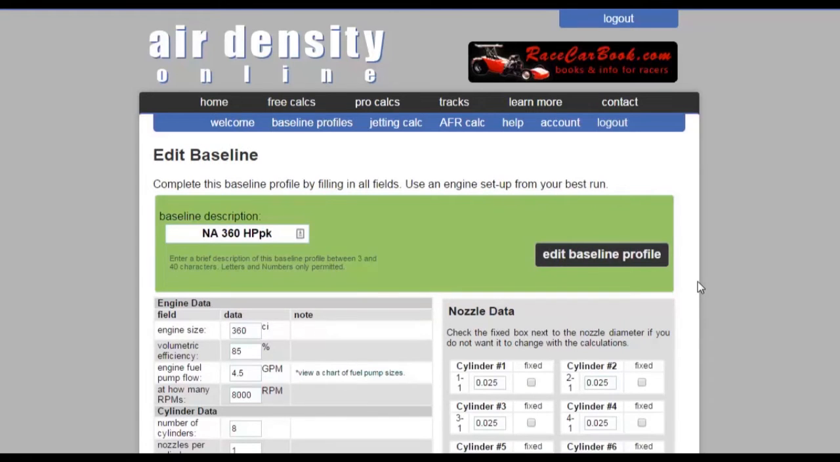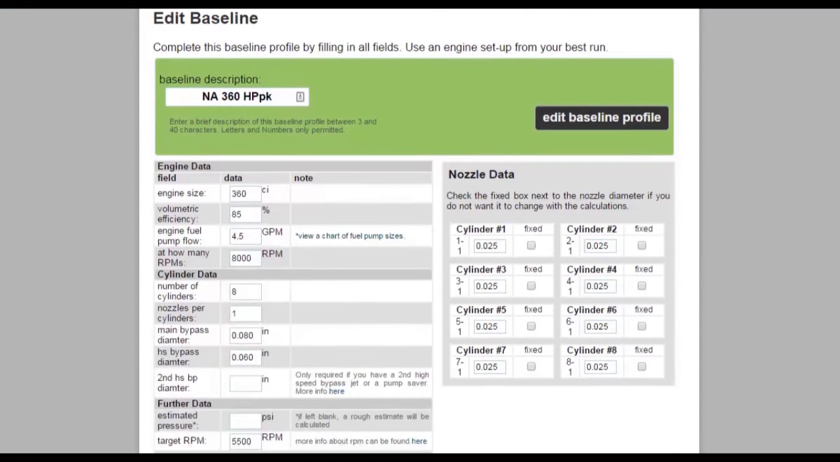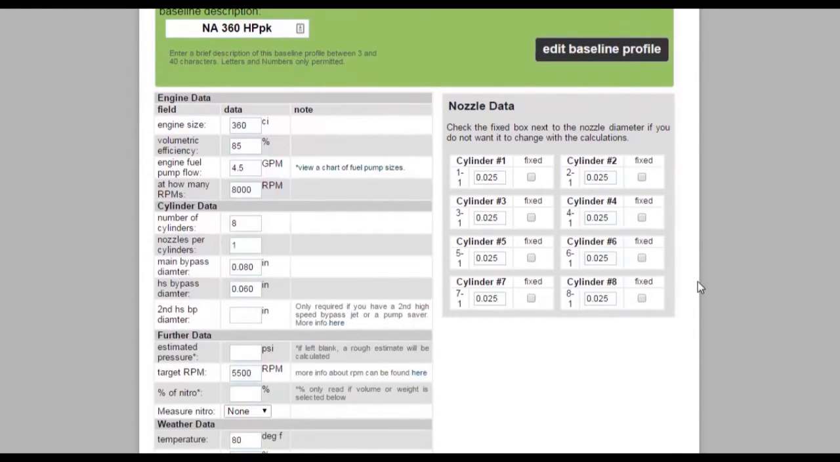The unique features of this engine at the horsepower peak would be a reduction in volumetric efficiency, which is the case as you go beyond the torque peak, and then the addition of a high-speed bypass to lean out the engine in an appropriate manner to maintain a reasonable air-to-fuel ratio.